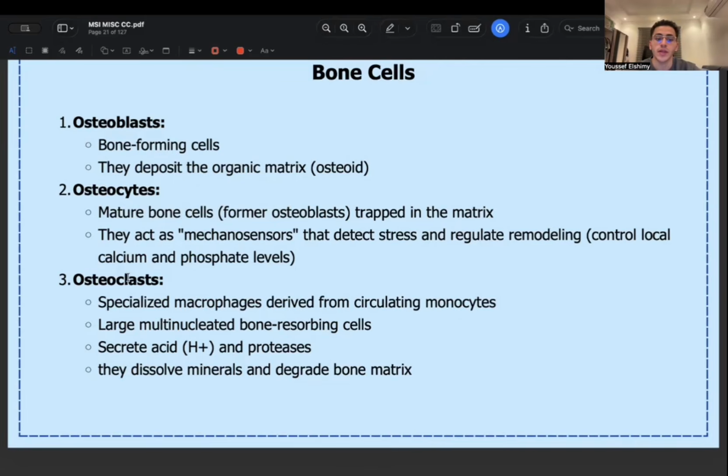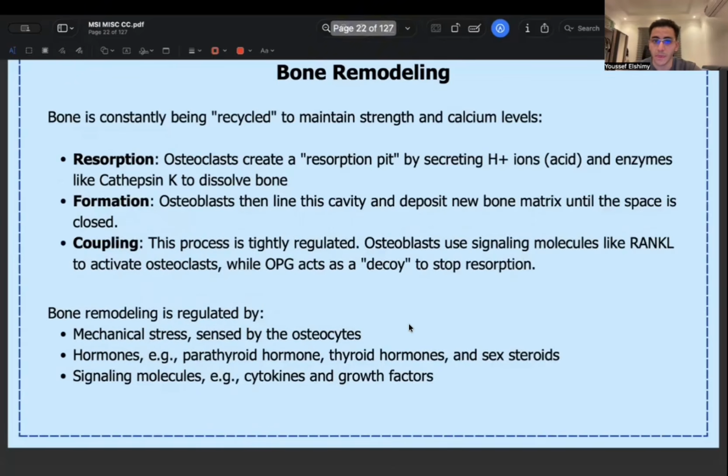Finally, we have the osteoclasts, which are specialized macrophages derived from the circulating monocytes. And you know that macrophages like to eat. So they are large, multinucleated bone resorbing cells. They like to eat bones. And they do that by secreting acid, which is the hydrogen ion, as well as proteases to dissolve the minerals, as well as to degrade the bone matrix.